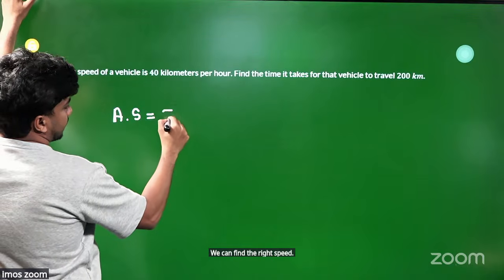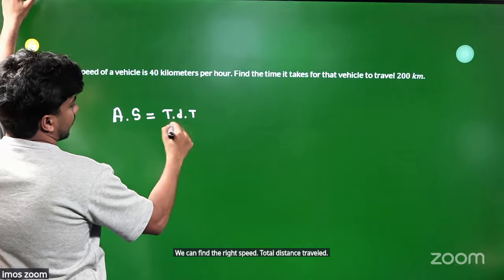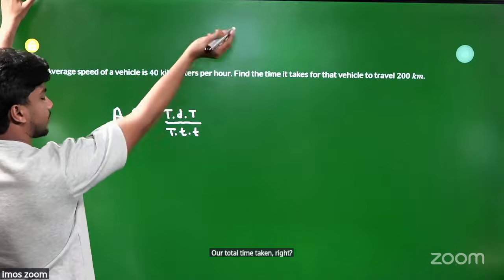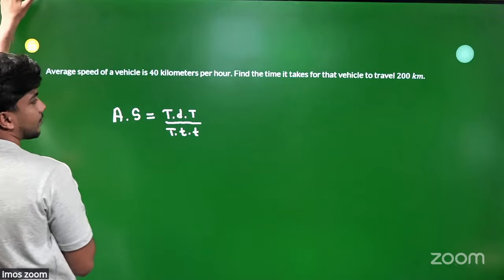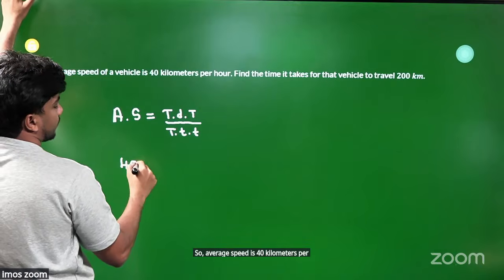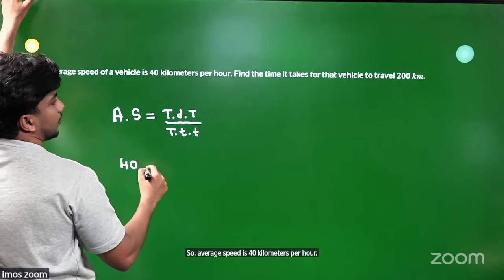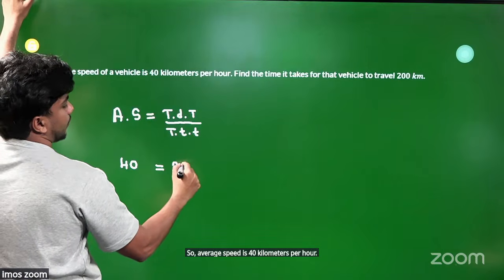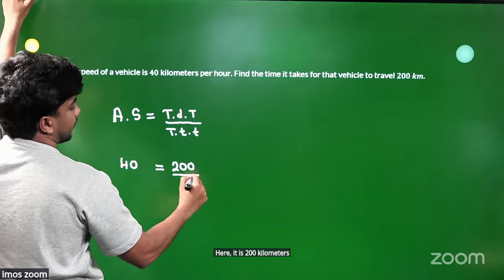Average speed is total distance traveled over total time taken. So the average speed is 40 kilometers per hour, and here the distance is 200 kilometers. Find the time taken.